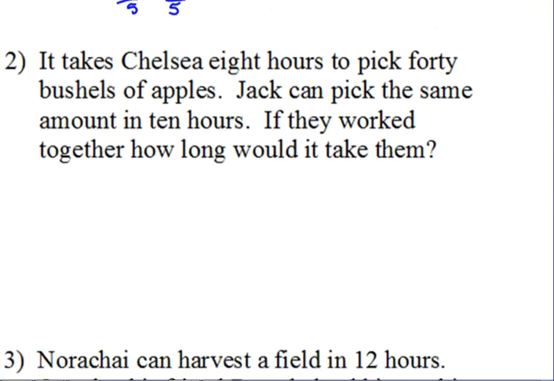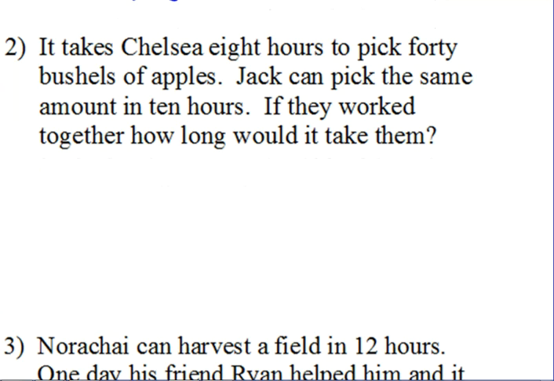It takes Chelsea 8 hours to pick 40 bushels of apples. Jack can pick the same amount in 10 hours. If they work together, how long would it take them? So 1 over individual plus 1 over individual. They're both in hours, so we're good there. Is equal to 1 over together. Let's see here in this problem, LCD would be 40x.